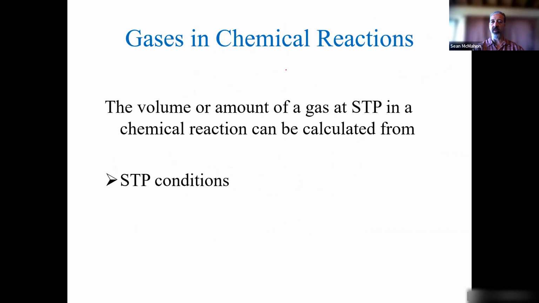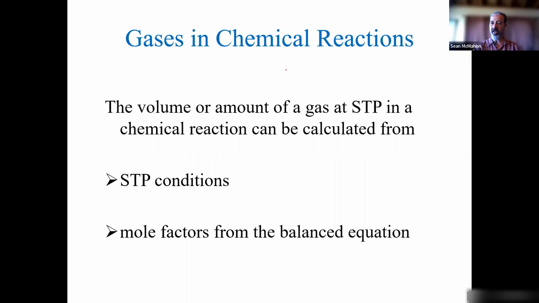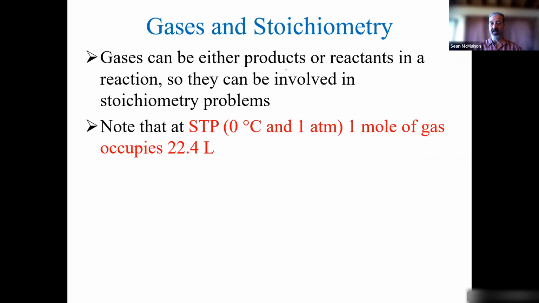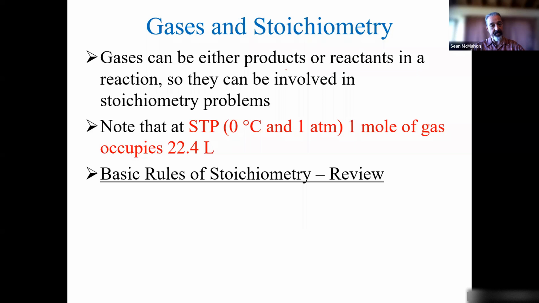Well, the volume or amount of gas at STP in a chemical reaction, we can calculate using these STP conditions and the mole ratios in the balanced equations. So we can use those coefficients. That's why balancing is so important. And we can actually perform a stoichiometric problem. Gases can either be products or reactants in a reaction, so we can use molar volume at STP to help us, because at STP, 1 mole of any gas occupies 22.4 liters.